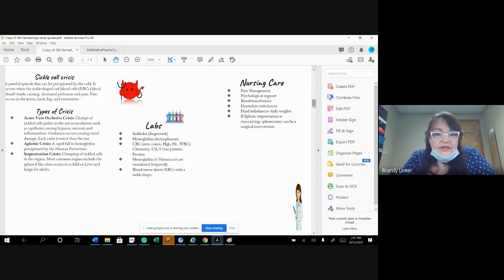Okay, a CBC, ferritin levels for iron to see if they're taking enough iron. Hemoglobin and hematocrit are checked like every 2 hours when they're in the hospital. And then a blood smear will show a red blood cell with a sickled shape. When they're in crisis, nursing care, like I said, is fluids, oxygen, pain management, blood transfusions, and treating electrolyte imbalances.